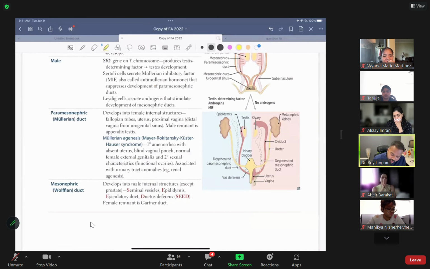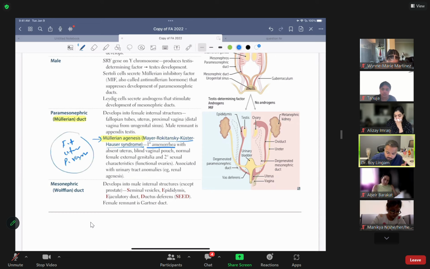You see, the Mullerian duct, right? This is that Mullerian agenesis. When you say Mullerian agenesis, these particular females do not have a Mullerian duct. It's called Mayer-Rokitansky-Hauser syndrome. It's primary amenorrhea, which means the patient never had menstruation because she doesn't have three structures. What are the three structures? Fallopian tube, uterus, and what else? Proximal vagina. Is that clear, folks? You cannot have menstruation without these things. Okay, so that's the idea.